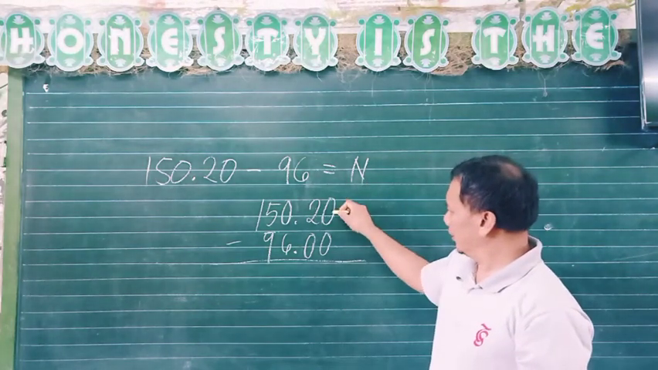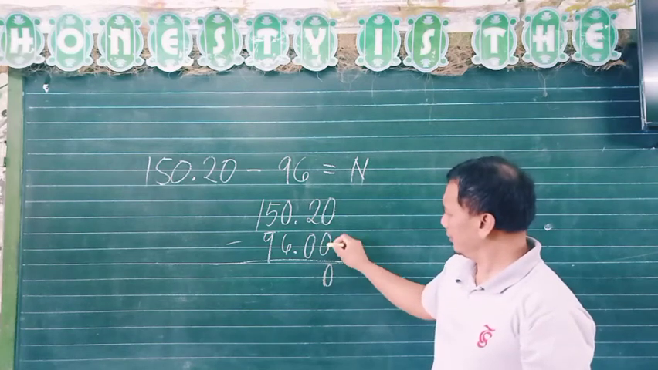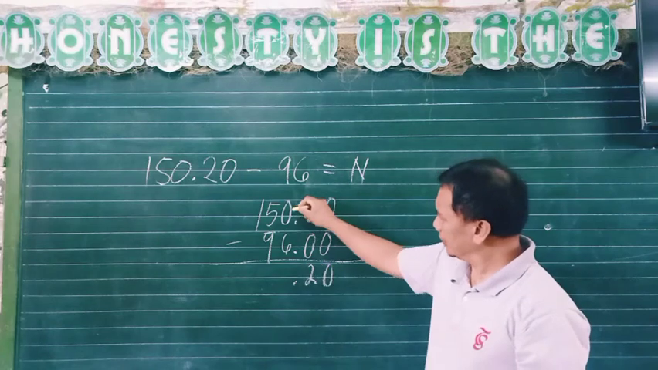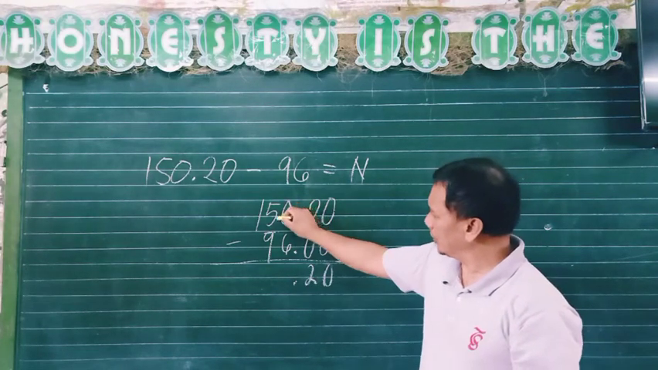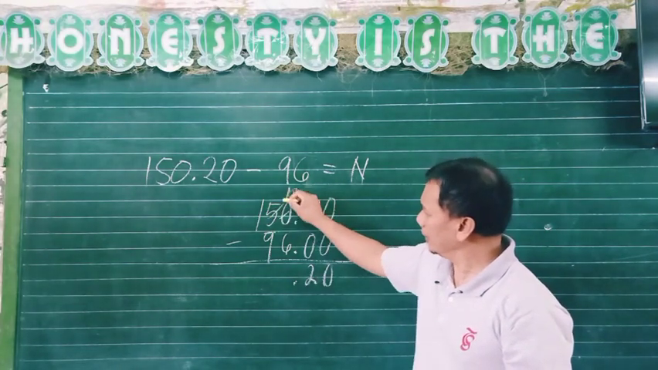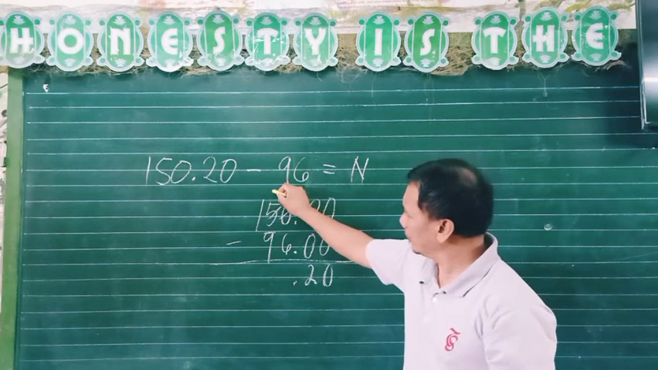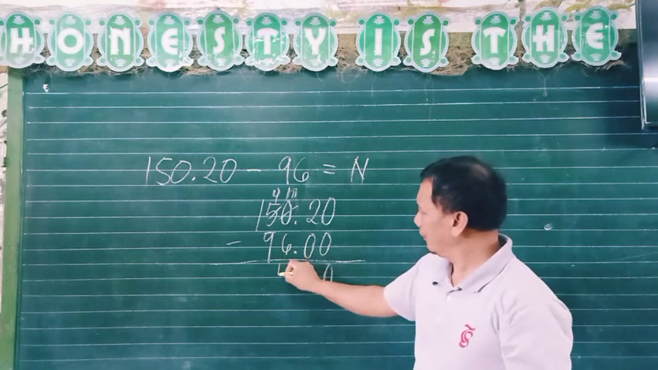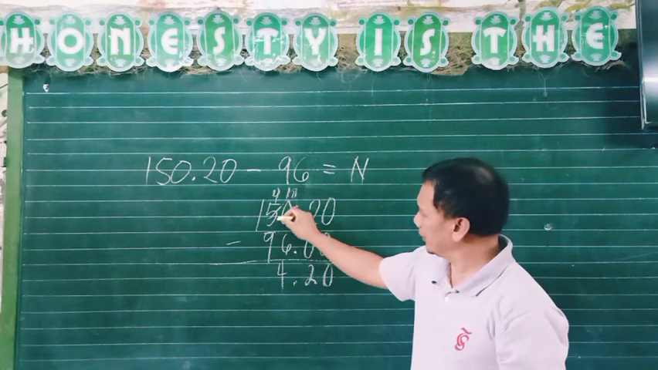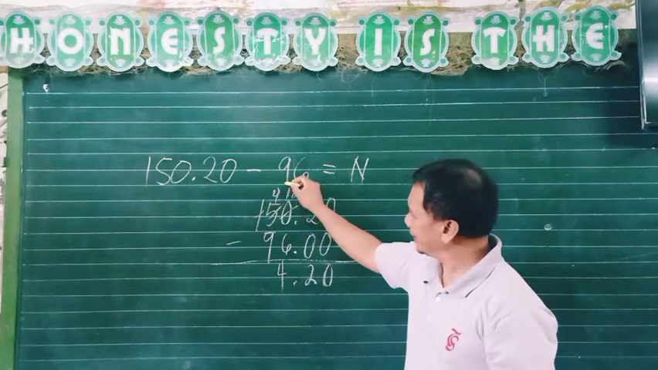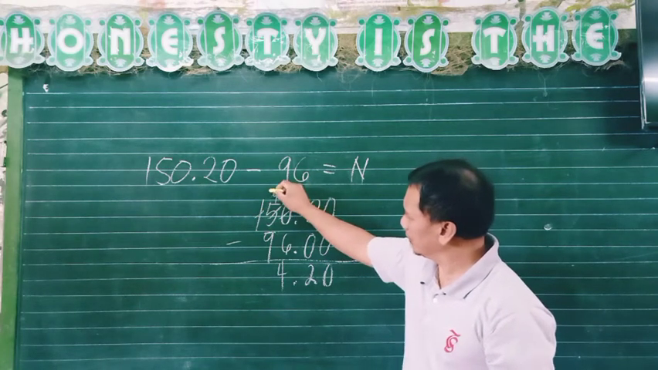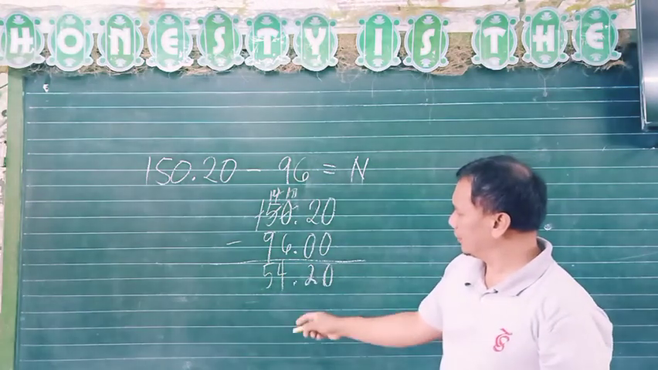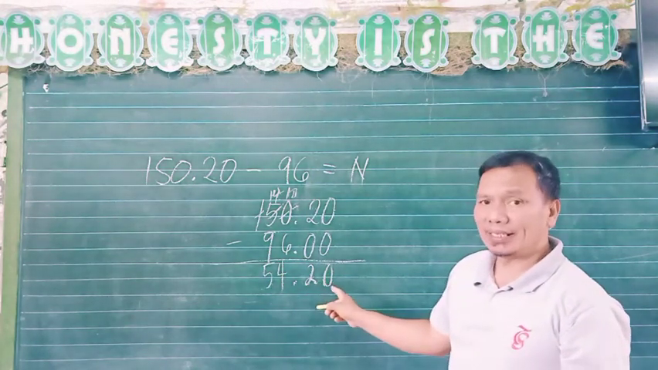So 0 minus 0 equals 0. 2 minus 0 equals 2. And then align. 0 minus 6, it cannot be, so you borrow 1 from 5. So this will become 10. And rename 5 becomes 4. So 10 minus 6 equals 4. And 4 minus 9, it cannot be, so you borrow 1 from the 100 place value. So it becomes 14. So 14 minus 9 equals 5. So the answer is 54 and 20 hundredths.